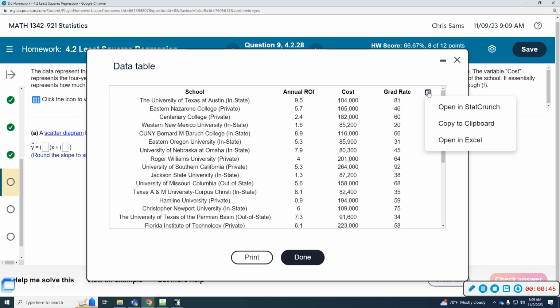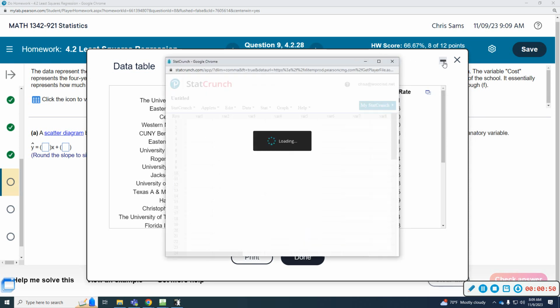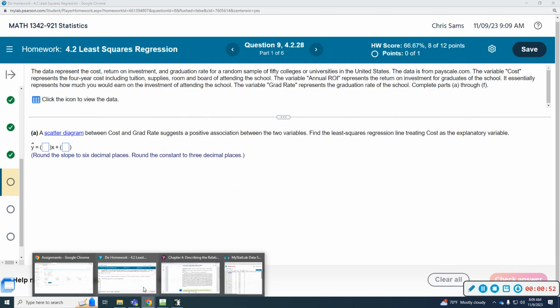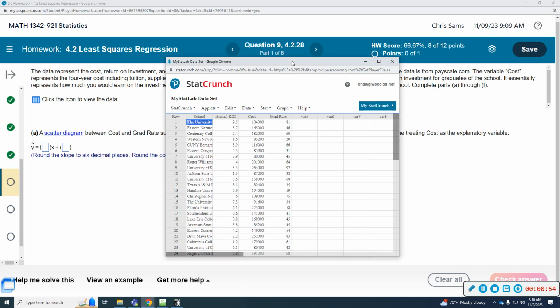Excel. Do you want to do this in Excel? Let's go ahead and do it in StatCrunch. I don't know that we need to see the graph. Let me close it all up.